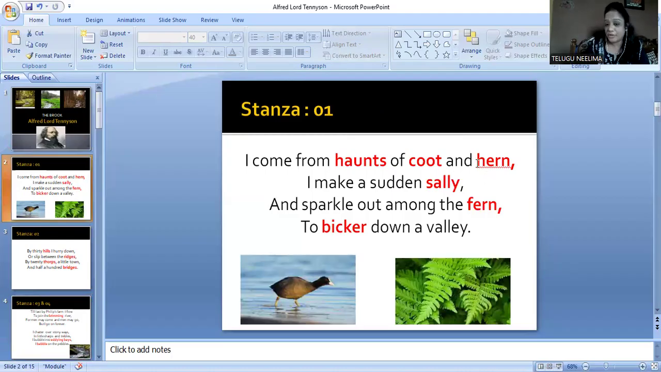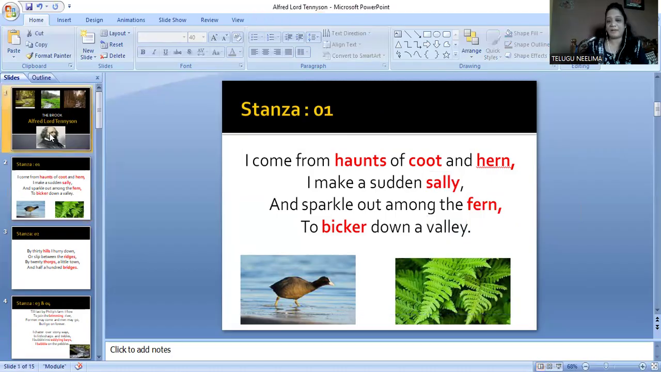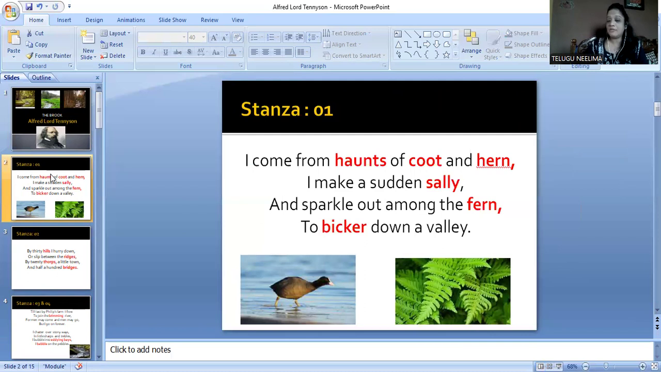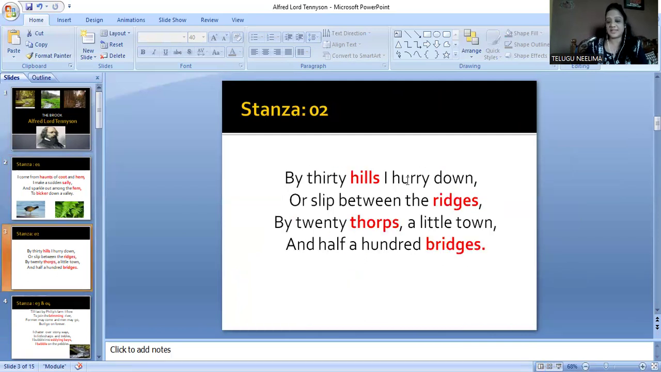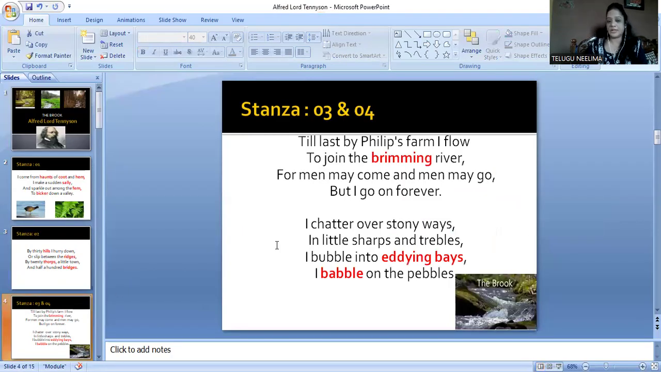And of course, if you look at the style of the poem, look at this word "hern", look at this word "fern". Hern, fern, Sally, and valley. These words are called rhyming words, and Alfred Lord Tennyson made a point very clear that the poem is written with a good number of rhyming words. Even in the second stanza, you can observe down and town, ridges and bridges. So this is how you can observe the rhyming words.